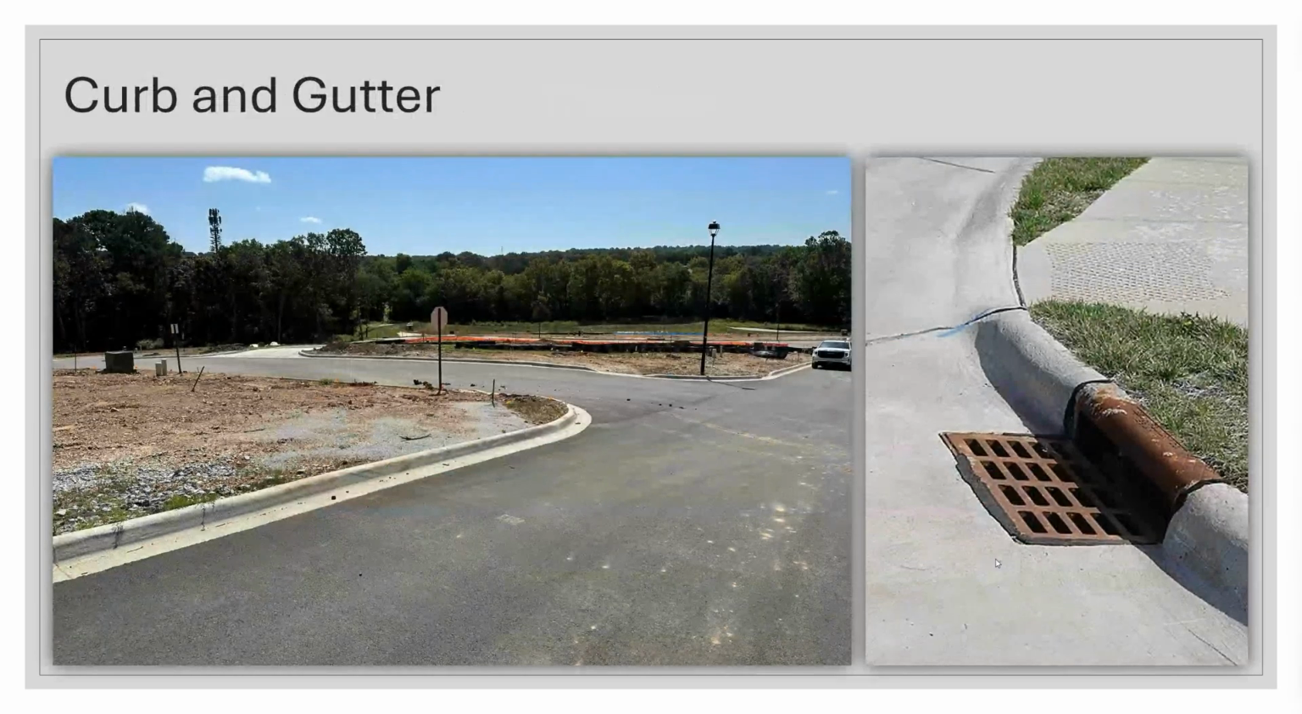Curb and gutter is used a lot, particularly in cities, residential areas, commercial areas, and that's just another way to get the water away from the pavement. So we need to make sure that all of our slopes and our design is done right to move the water away from the pavement structure and move it on somewhere else.